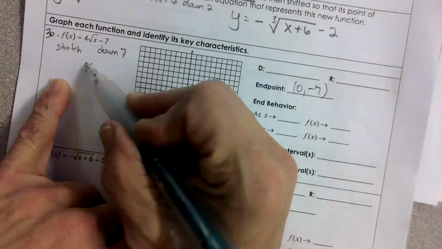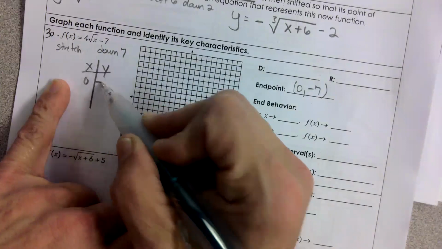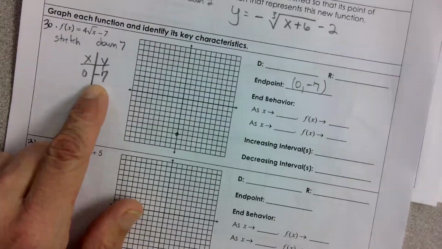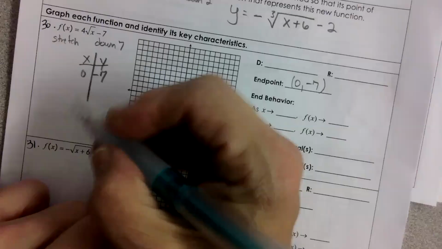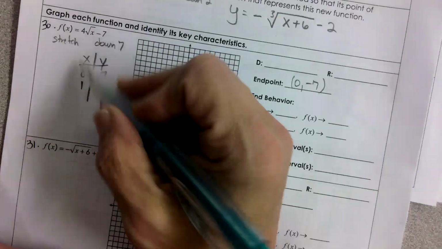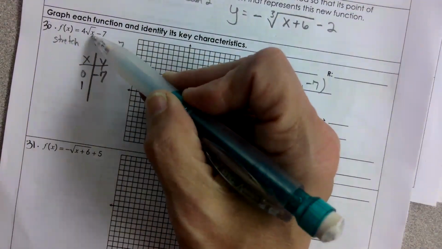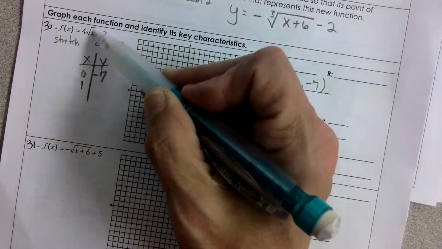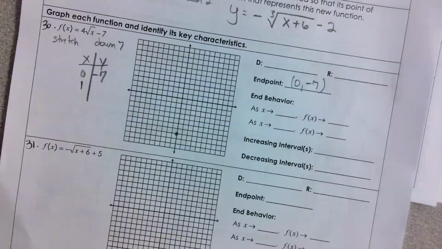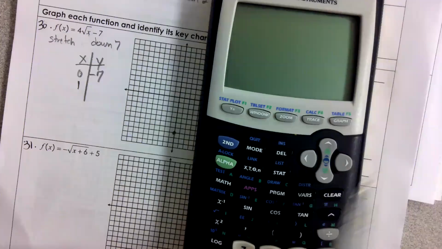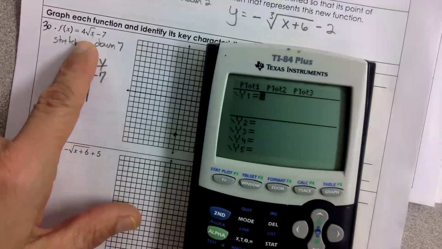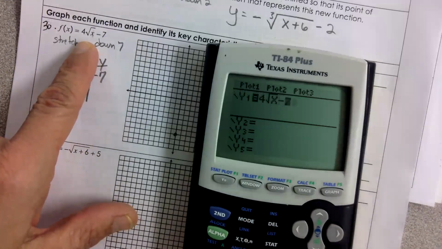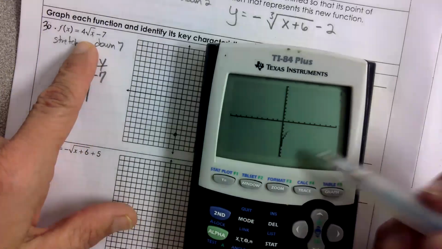All right, now that means I'm going to start my chart at 0, -7, and then I'm just going to get larger. I'm not even going to do smaller because that would be undefined. The square root of -1 is imaginary. So probably what you're going to do at this point is put it in the calculator and go to the table. So you have 4 square root x, come outside and subtract 7. And there's the graph. You can see it started.